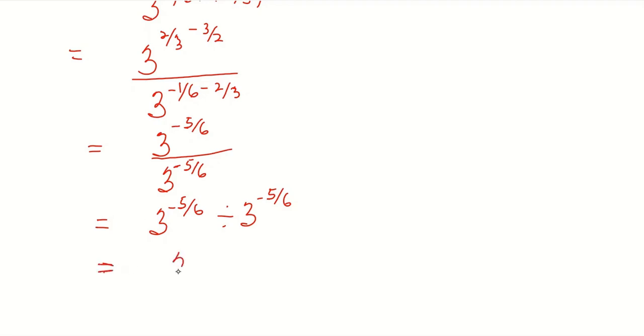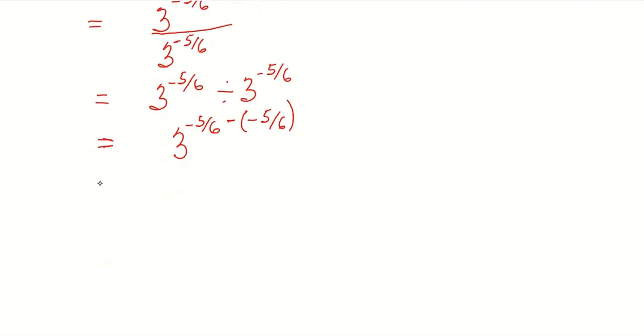At this point, we write one of the bases and we subtract the exponents. We have minus 5 out of 6 minus minus 5 out of 6. That is, we are subtracting the exponent. So we write the base as usual, and we have minus 5 out of 6. Now minus minus, when minus minus meet, we get positive, so plus 5 out of 6.